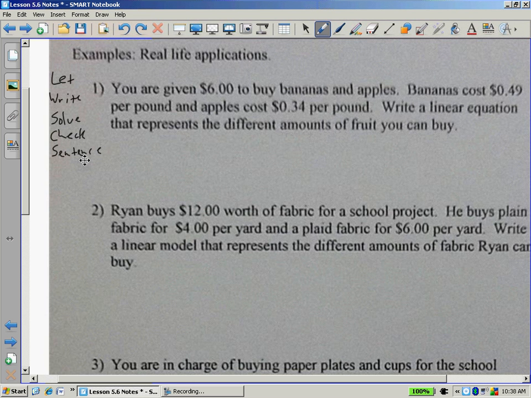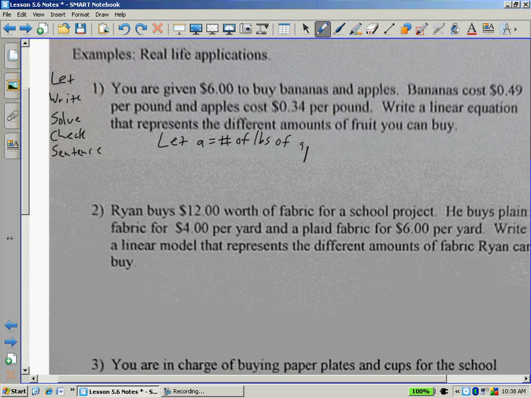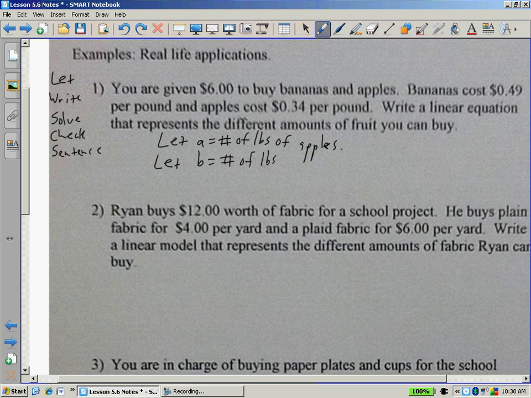Well, in this case, I'm going to let A equal the number of pounds of apples, and I'm going to let B equal the number of pounds of bananas. There's my let. Now I want to write an equation.